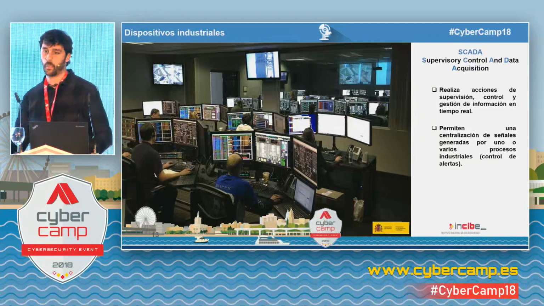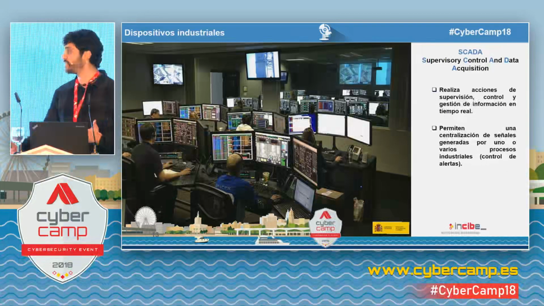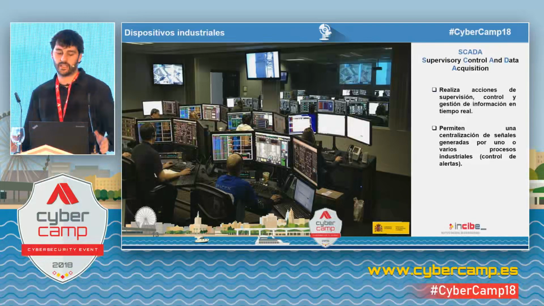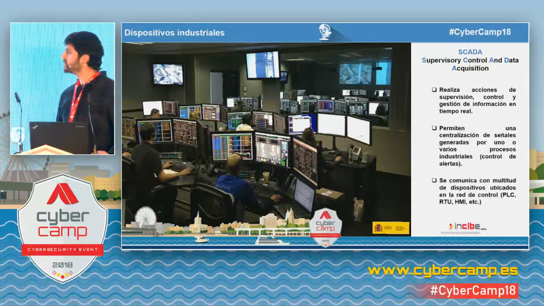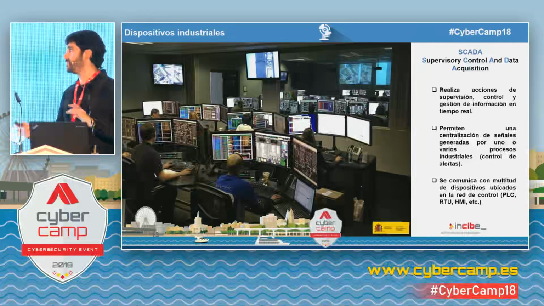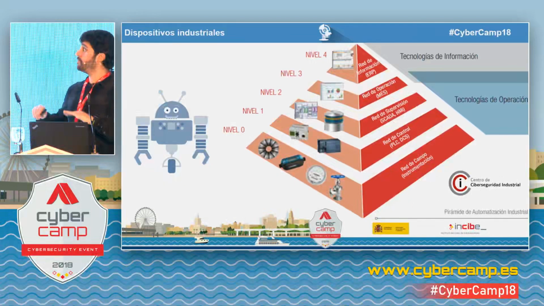And in this type of environment, the protection of people is very important. In a robotic arm, if you get a virus, probably it will move very quickly and it may even kill a person. You have to bear this in mind. And they communicate with many devices located at different places. PLC, RTU, HMI.